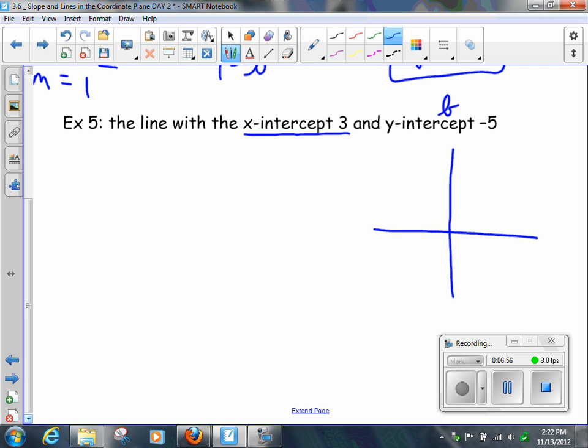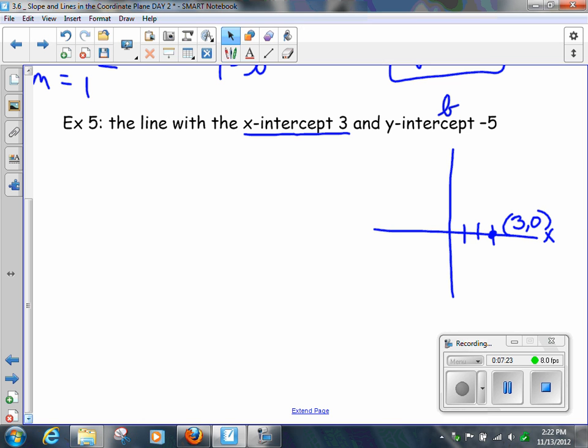It says the x-intercept is 3. It's going to be on which axis? The horizontal, the x-axis. And is it going to be left 3 or right 3? Right 3. What's that ordered pair? Why is it 3, 0? Right, you got to move sideways before you can move up or down.